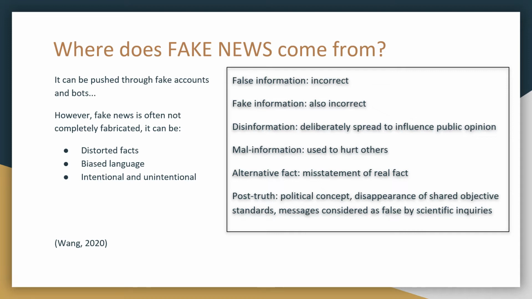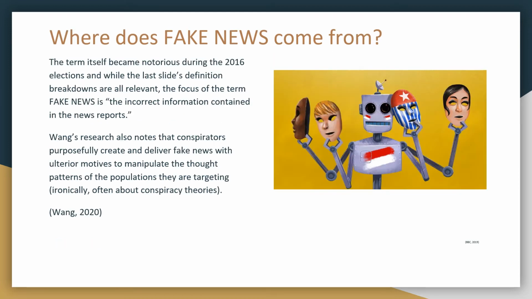Post-truth is a political concept, the disappearance of shared objective standards, with messages considered as false by scientific inquiries. More on where fake news comes from: the term itself became notorious during the 2016 elections, and while the last slide's definition breakdowns are all relevant, the focus of the term fake news is the incorrect information contained in news reports. Wang's research also notes that conspirators purposefully create and deliver fake news with ulterior motives to manipulate the thought patterns of the populations they are targeting, ironically, often about conspiracy theories.